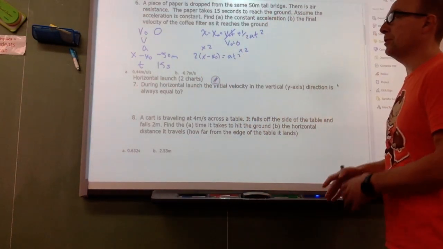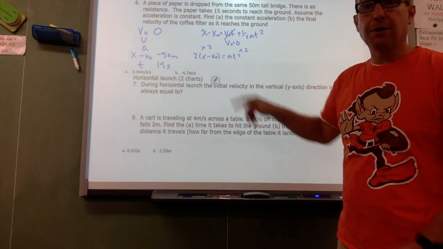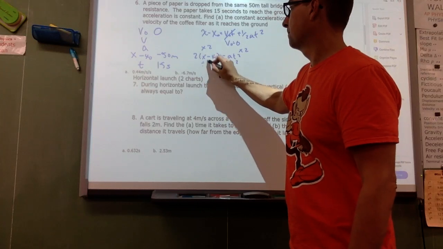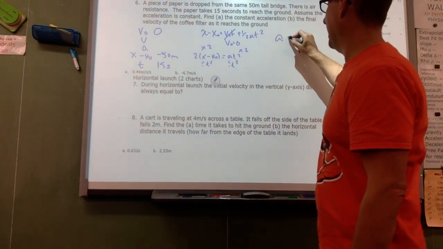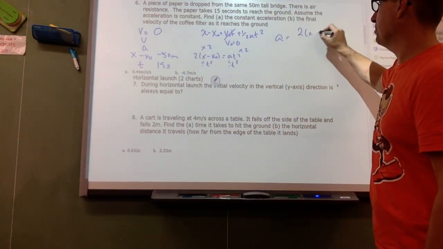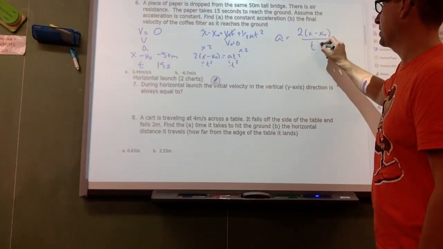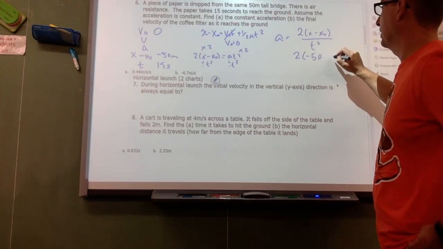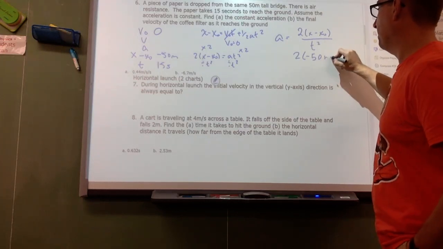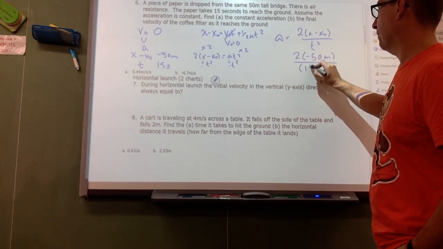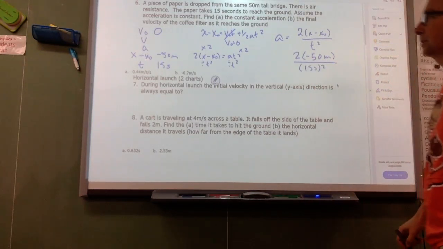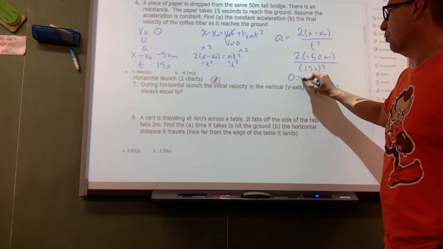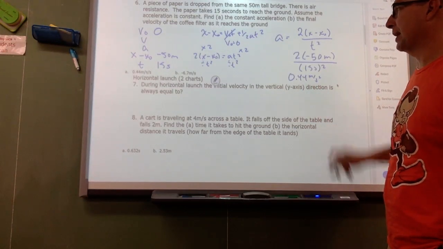And now we're real used to always dividing by a here. Now I'm going to divide by t squared. And so I get that a is equal to 2 times my displacement over t squared. And so I have 2 times negative 50 meters over 15 seconds squared. And so this ends up being 0.44 meters per second squared.